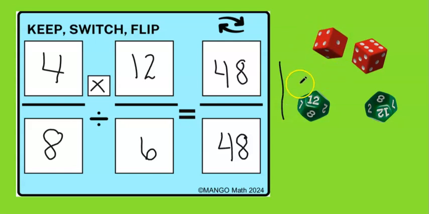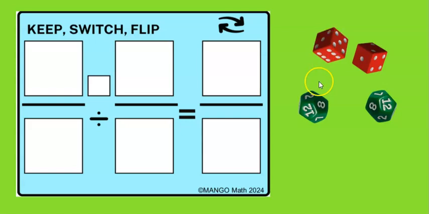The other students, based on their rolls and how they put their fractions together, can have a completely different answer, but then we're looking at who has the largest answer. As students get better with this, they can then select any of these numbers to go into any spot. So this one would be a 5, an 8, a 12, and a 2.